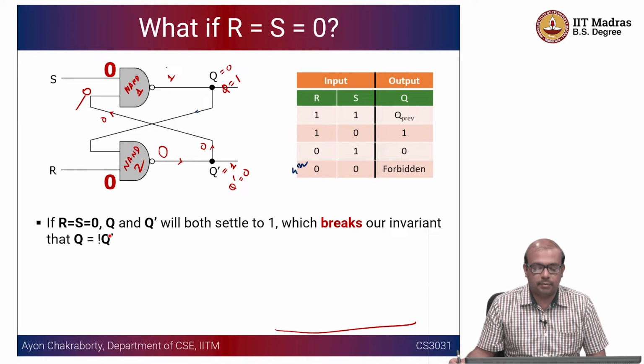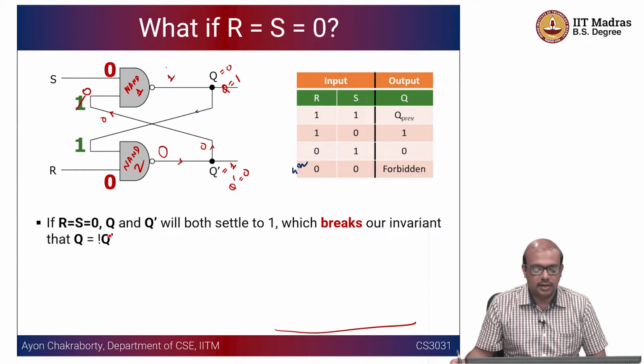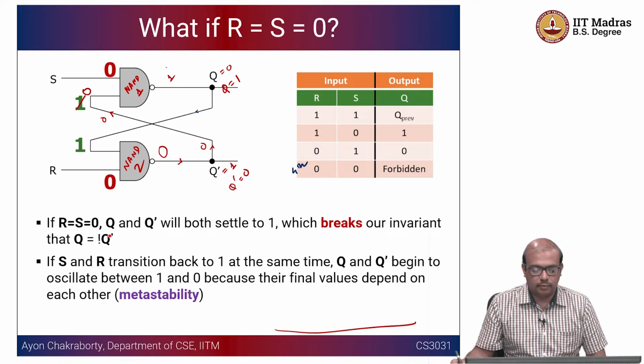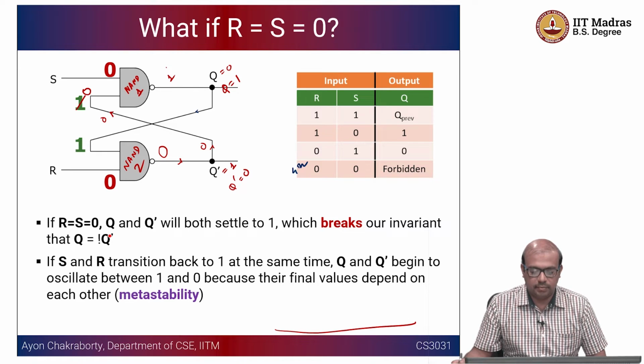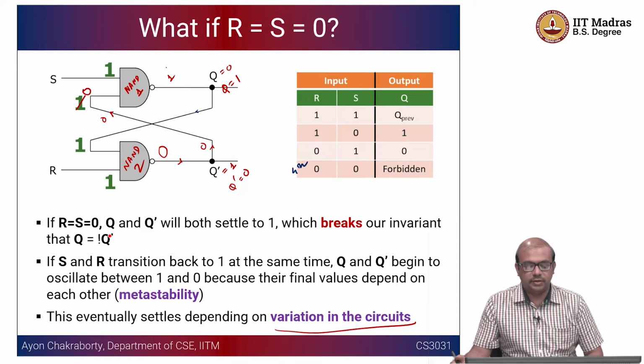The other thing that I mentioned was the metastability thing, where after being set at 0, 0, let's say they suddenly transition back to 1. Let's say S and R was 0 and 0, and S and R suddenly becomes 1 and 1. In such a case, as I told, you can revise, there is an oscillation between the outputs of 0 and 1 for Q and Q bar, which leads to a transient state or a metastable state, right? So this eventually settles back to values depending on the variation of the circuit.